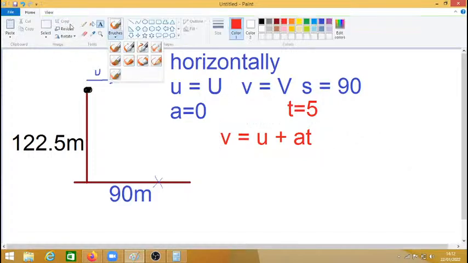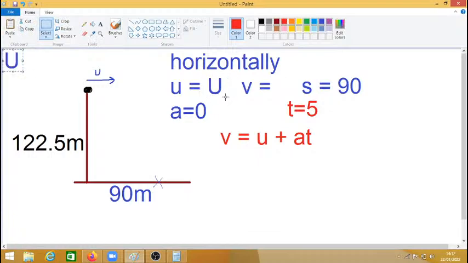So I can just change that v because it's the same. Nothing happens horizontally to the speed. It doesn't slow down, it doesn't speed up. So actually I could use u for both. Acceleration I know is 0, t is 5, but that's just going to end up with u is equal to u. That's not going to tell me anything. Let's try a different formula.